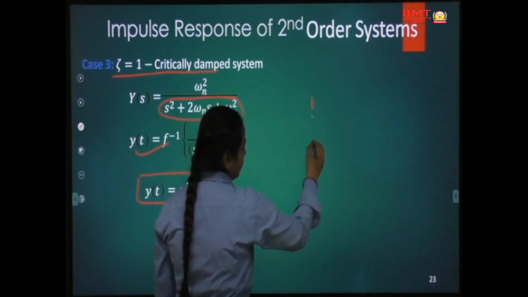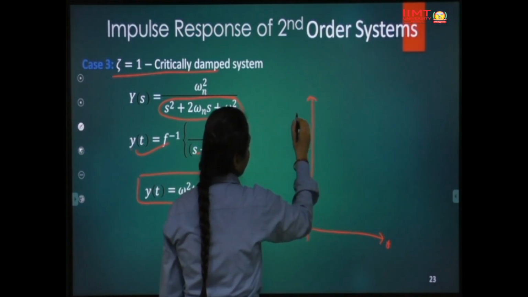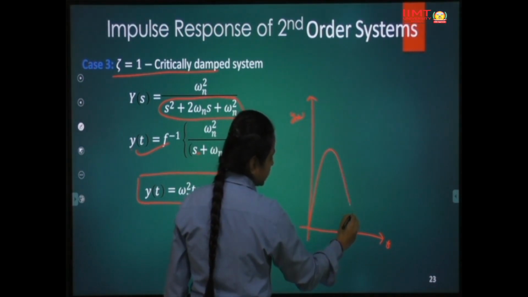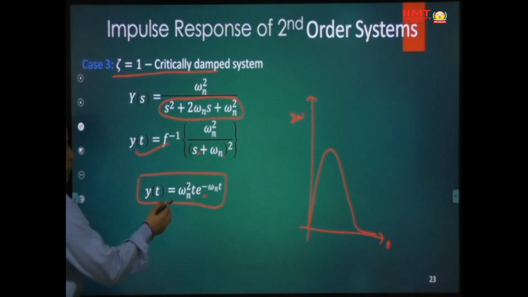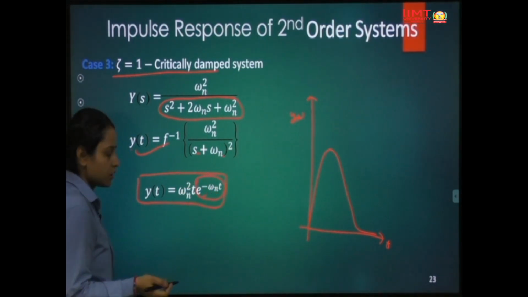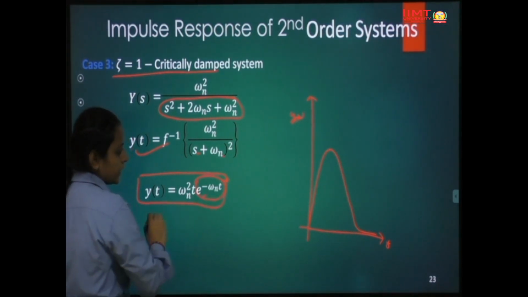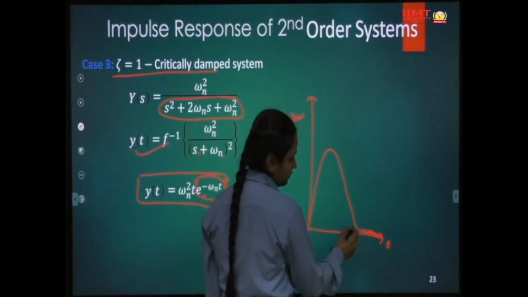So the output would be, we have this y(t). Without any oscillation it would tend to 0. There will not be any oscillation as no sine or cos term is here. We have e to the power minus omega n t, which would become 0 at t equal to infinity. So we will get this output.